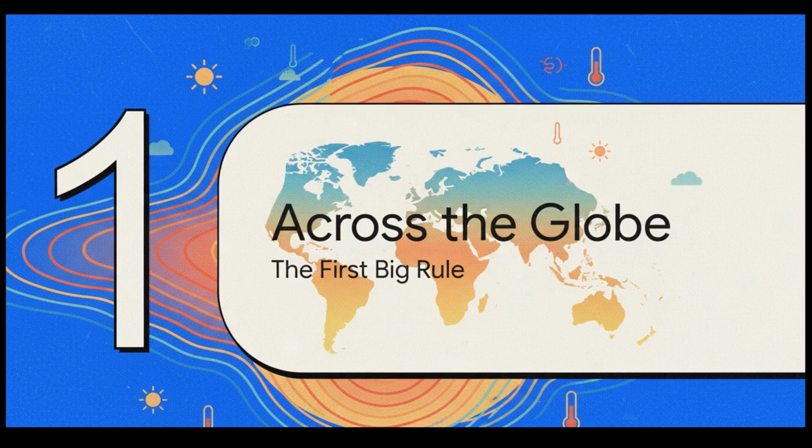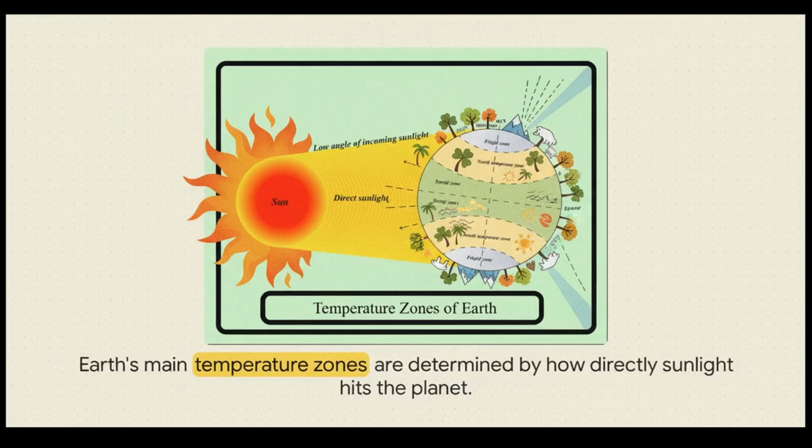Let's get right into it with the first big rule: why are some parts of our planet just naturally hotter than others? You know, it really all boils down to the angle of the sunlight. The area right around the equator, what we call the torrid zone, gets hit by the sun's rays pretty much head-on all year long. That's why it's so hot. But the farther you move away from the equator, the more that sunlight gets slanted, creating those milder temperate zones, and eventually the icy cold frigid zones at the poles.